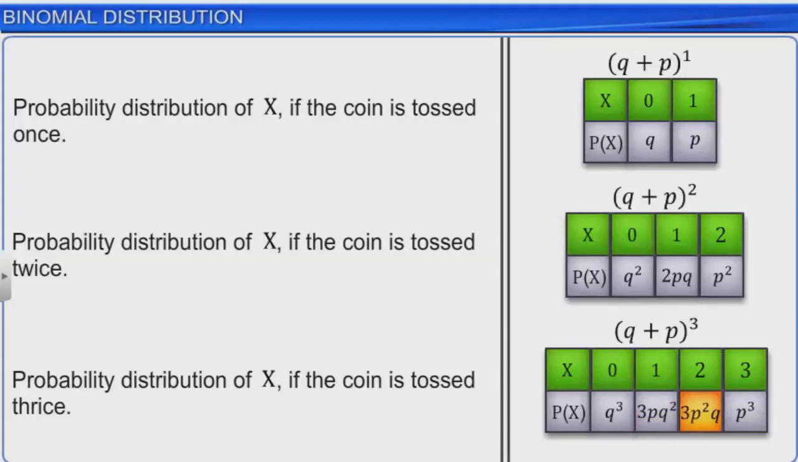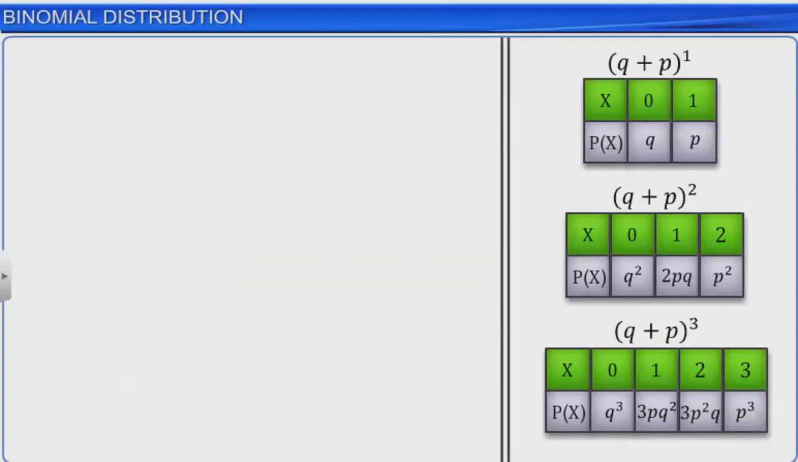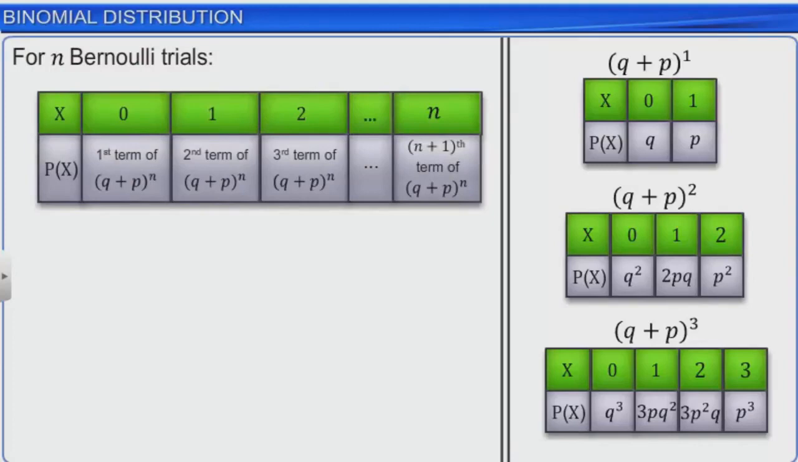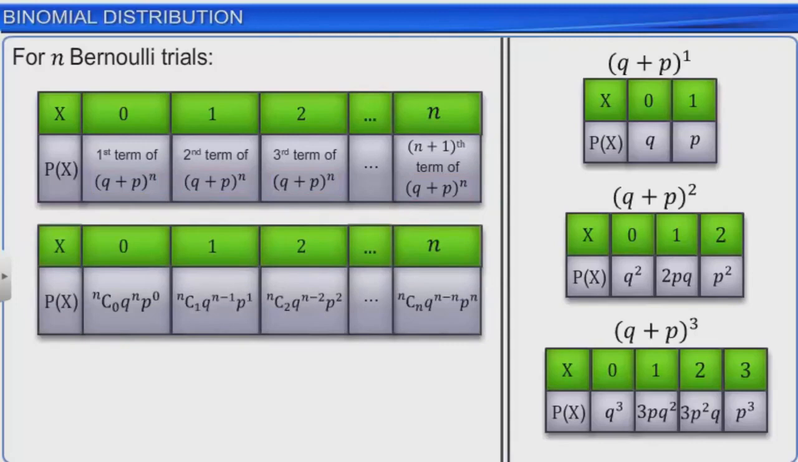In an experiment of n Bernoulli trials, the probabilities of 0, 1, 2, and so on till n successes are the first, second, third, and so on till (n plus 1)th terms of the expansion (q plus p) whole raised to the power n. The terms of the binomial expansion of (q plus p) whole raised to the power n are shown. This probability distribution of a random variable X is called a binomial distribution.